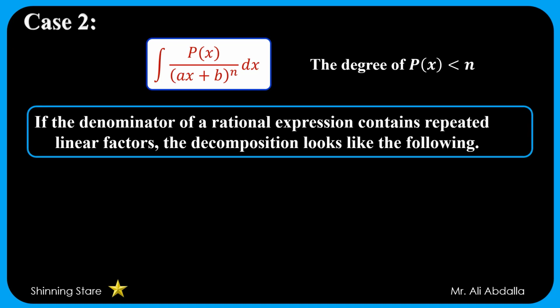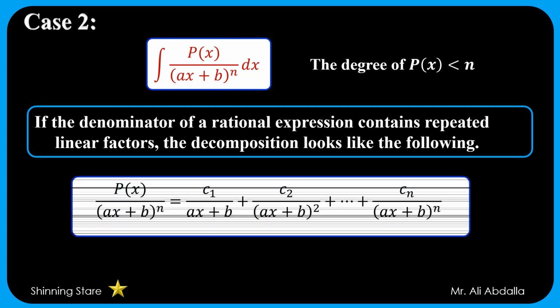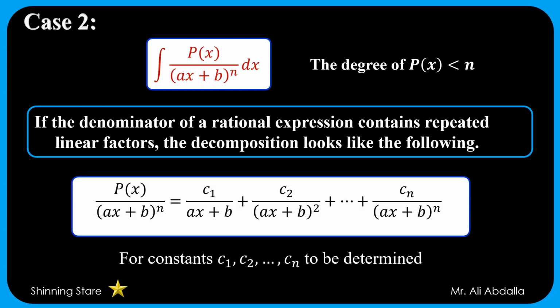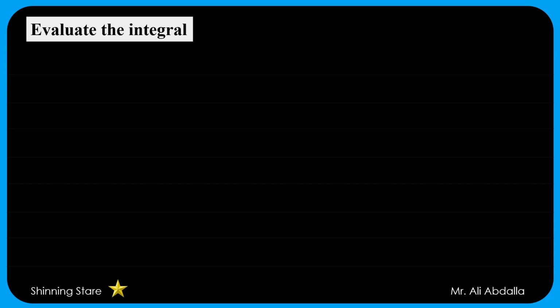If the denominator of a rational expression contains repeated linear factors, then the decomposition looks like the following: p of x over (ax plus b) to the power n equals c1 over (ax plus b) plus c2 over (ax plus b) to the power 2, and so on up to cn over (ax plus b) to the power n, for constants c1, c2 and cn to be determined. Let's start with this example.